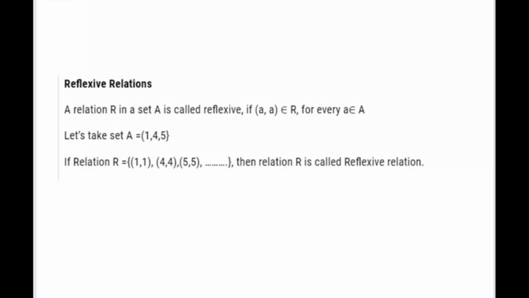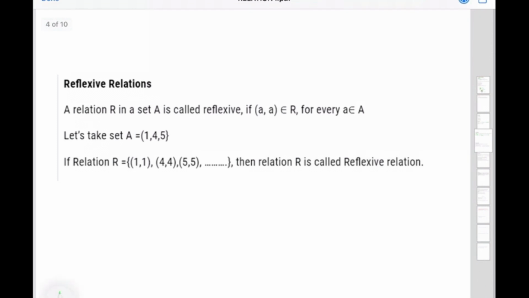The next one is reflexive relation. This reflexive relation is very important for this chapter. What exactly does reflexive mean? Suppose you have an element a and its image is also a, and that belongs to R. In ordered pair form, if you have an element a and its image is also a, and this ordered pair (a, a) belongs to R for every a in A, then this kind of relation is known as a reflexive relation.